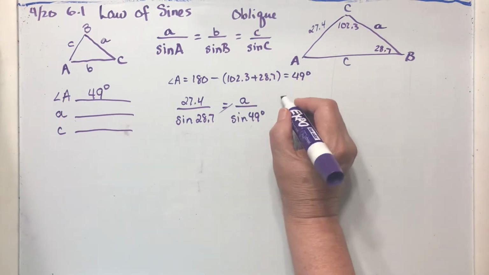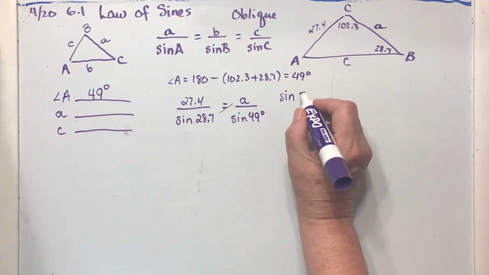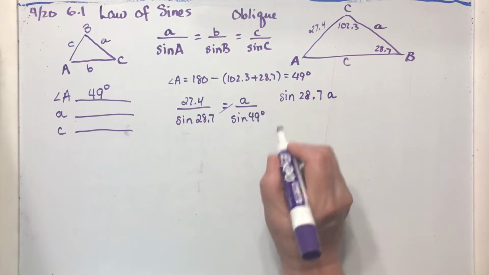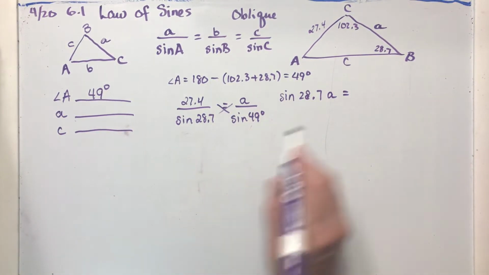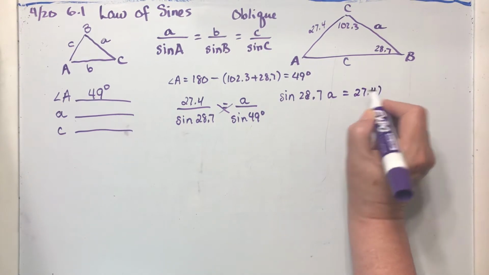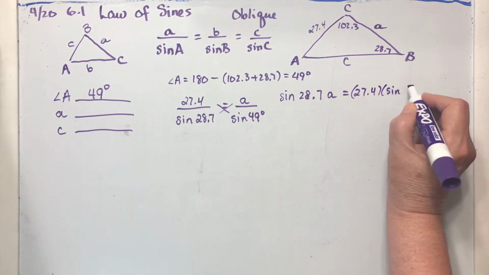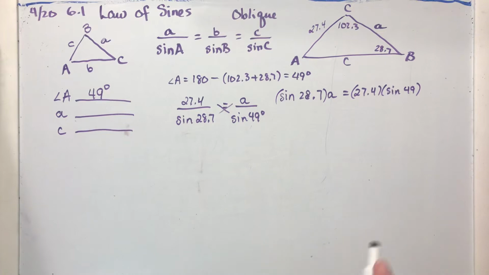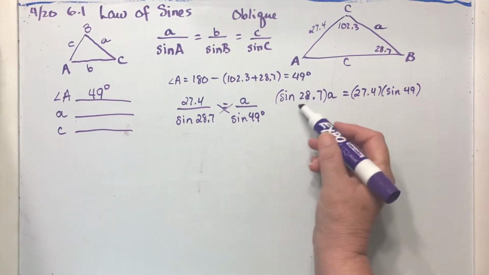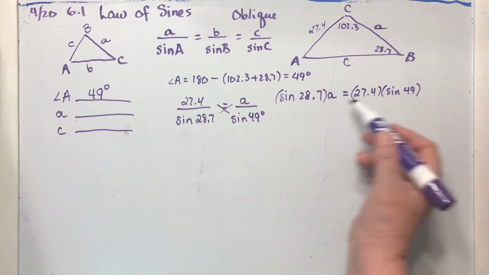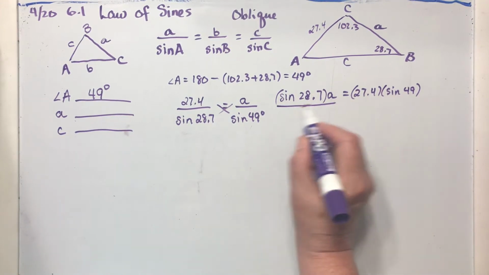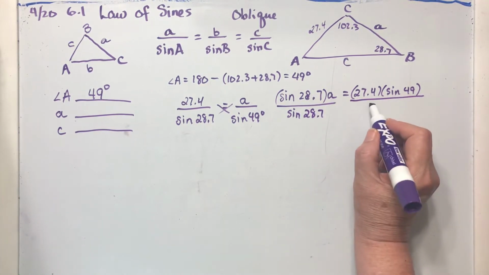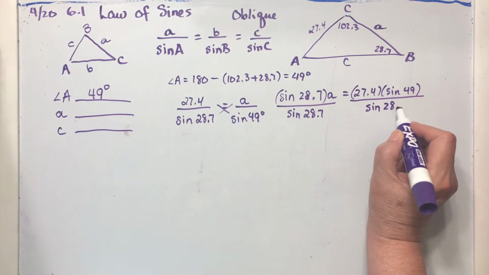So when we multiply this way, and I'm not going to put anything into the calculator until my very last step, I have the sine of 28.7 times a equals, and then when I cross multiply this way, I have 27.4 times the sine of 49. We'll separate that out here. Again, I'm not going to put it in my calculator until I've solved this equation for my variable. So to solve this equation for a, all I need to do is divide both sides by the sine of 28.7. It's just solving a proportion like you learned last year in Algebra 2.